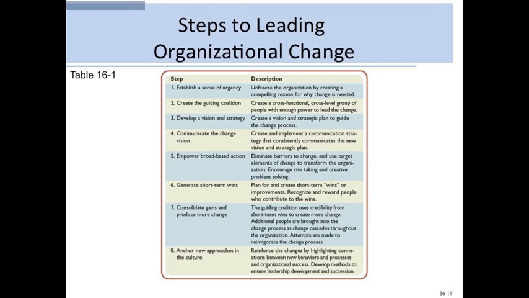Well, if you are ever in a position to actually lead organizational change, there are some steps that you could potentially use in order to have greater likelihood of success. I'm going to just go through a few of these steps, as you can see in table 16.1. The first one is to establish a sense of urgency. That really comes from the unfreezing stage. You want people to recognize that something has to be done.